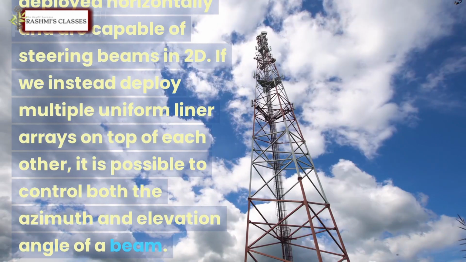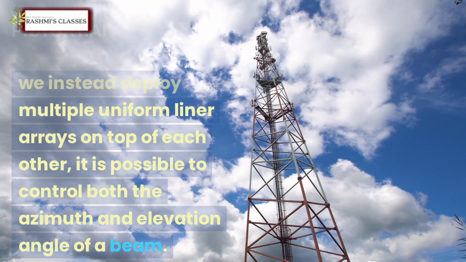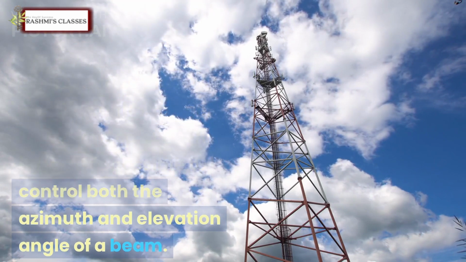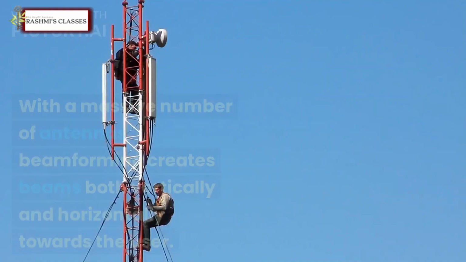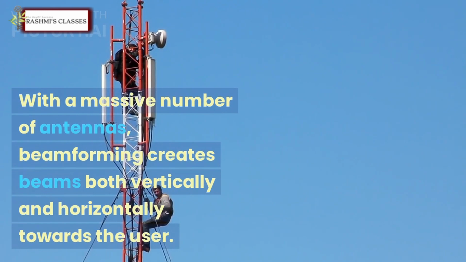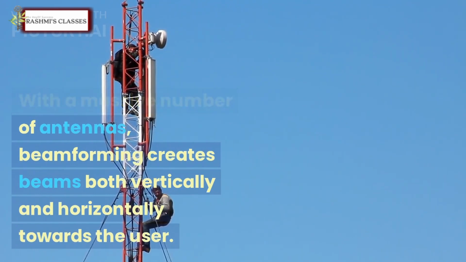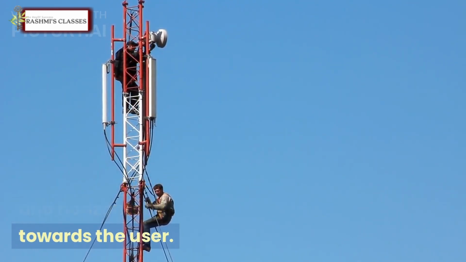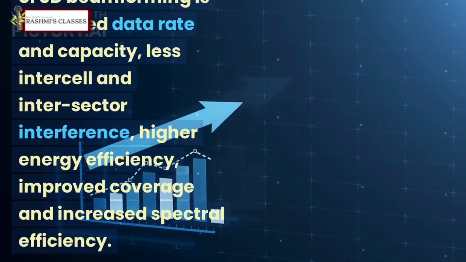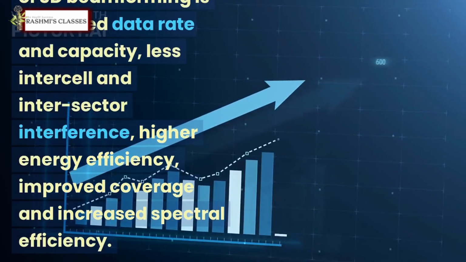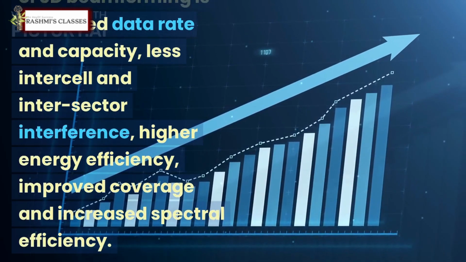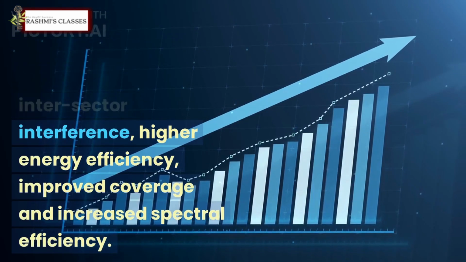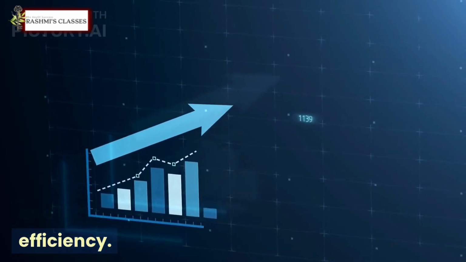If we instead deploy multiple uniform linear arrays on top of each other, it is possible to control both the azimuth and elevation angle of a beam. This is called 3D beamforming. With a massive number of antennas, beamforming creates beams both vertically and horizontally towards the user. The major advantages of 3D beamforming are increased data rate and capacity, less inter-cell and inter-sector interference, higher energy efficiency, improved coverage and increased spectral efficiency.